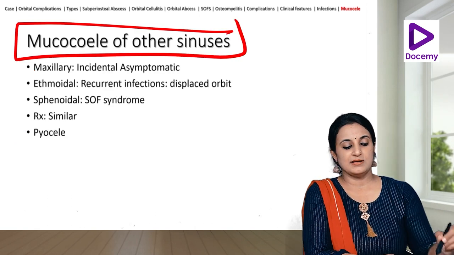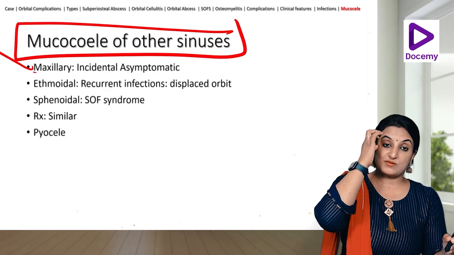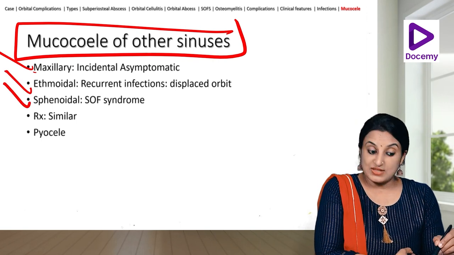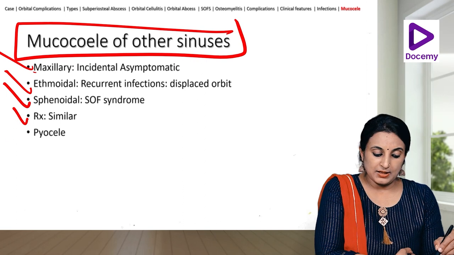Mucocele of other sinuses: maxillary is usually asymptomatic and incidental. Ethmoid causes recurrent infection and displaces the orbit. Sphenoid presents as SOF syndrome. Treatment is similar, and you can get a pyocele.